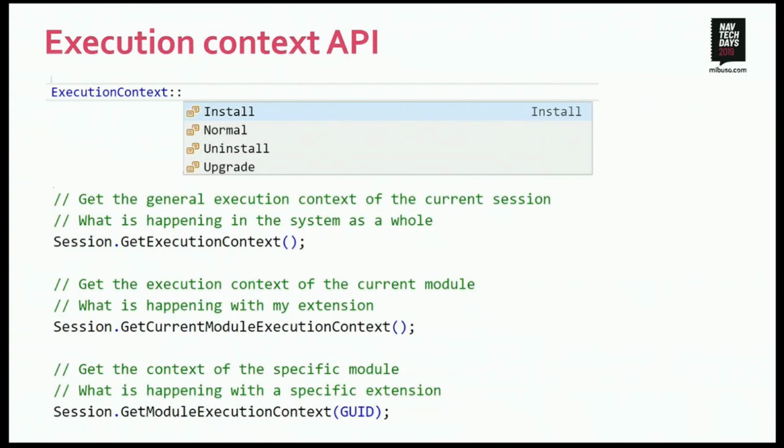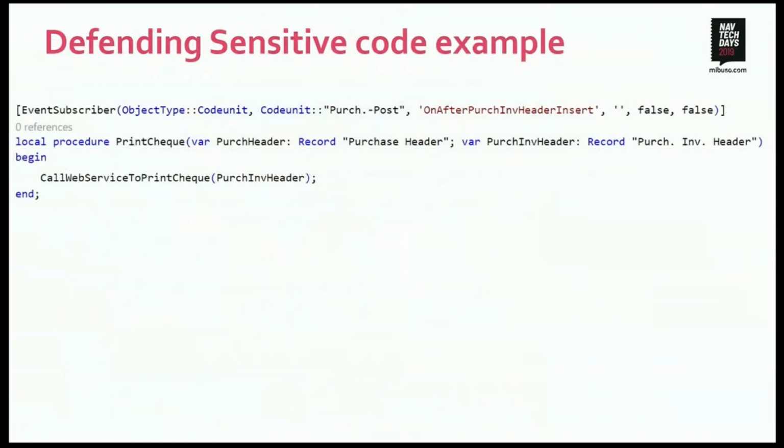We have an execution context API that was added for 14, and this is a really cool functionality, which is giving you an overview in which state your code is executing. So to give you an example, if you have something that is not safe to call during upgrade, like printing checks through the web service, if the upgrade fails, we're going to roll back SQL changes. We cannot roll back the calls to the outside web services. Basically, that thing is going to stay, right? And we can incidentally call this one.